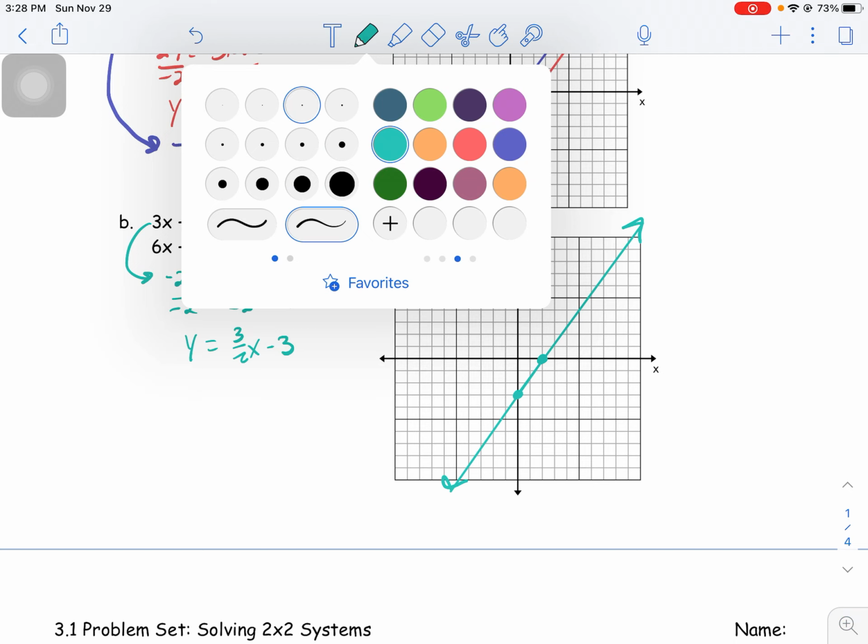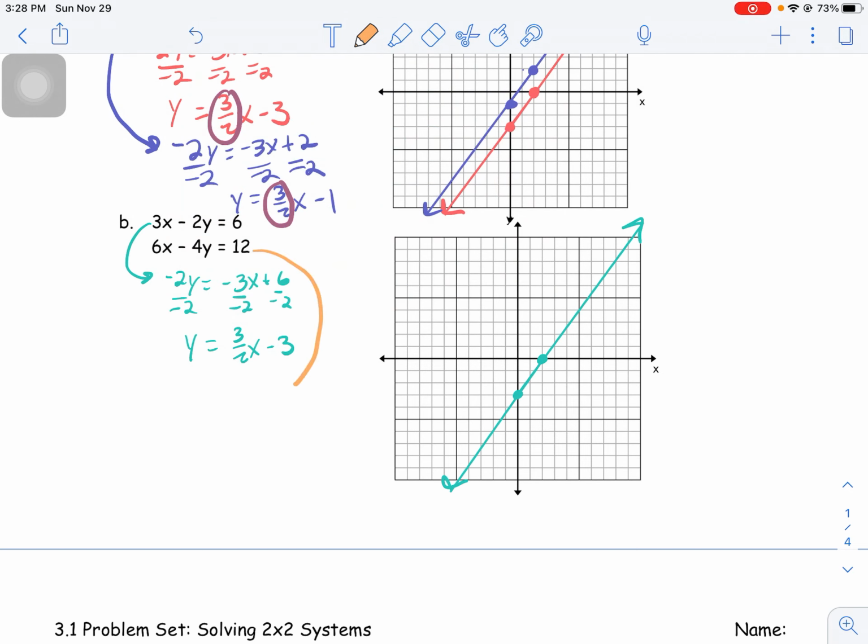And then I'm going to do that same thing with the next equation, except I'm subtracting 6x, so negative 4y is equal to negative 6x plus 12. Divide everything by negative 4. You get y is equal to 3 halves x minus 3. So here's the special case, right? This is the same exact line that we just drew.